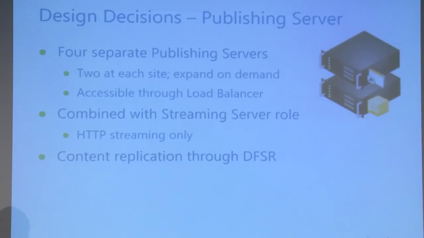We went for 4 publishing/streaming servers, 2 at each side. We decided to put them behind a load balancer from the start, even if we have no idea what the load will be. And that's actually, I think, a general best practice. Even if you have a small environment, put load balancing solutions in front, and it will easily scale afterwards. It's much harder if you have all the clients configured to one server and then implement a load balancer in front of that, install an additional server, create the set, and then point all the clients towards the load balancer. We decided to go for HTTP streaming, and we decided to do content replication with DFSR.